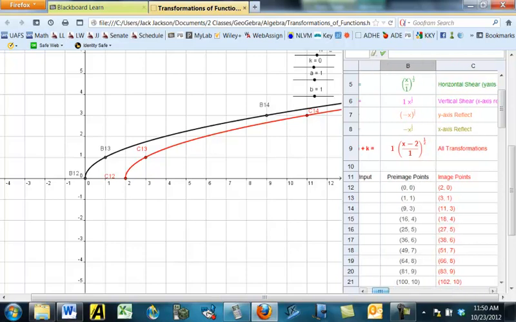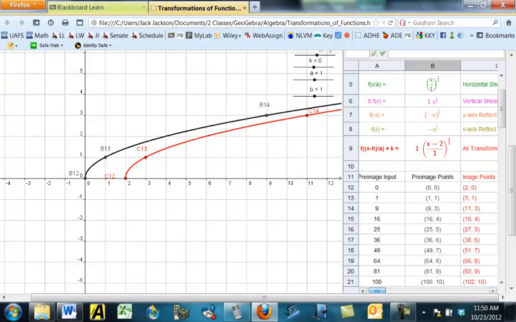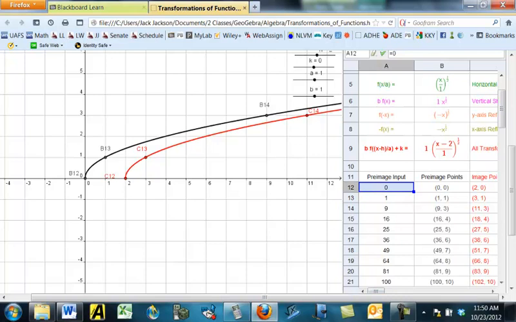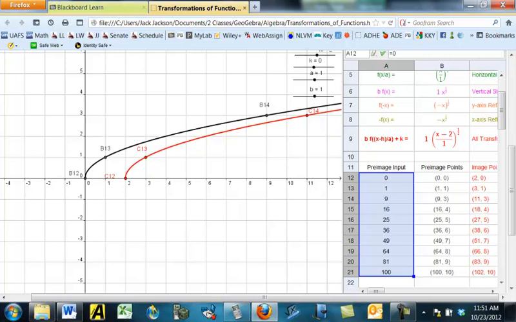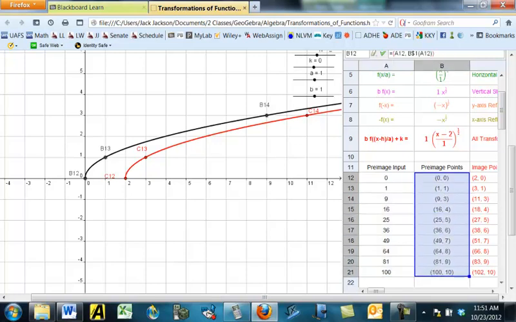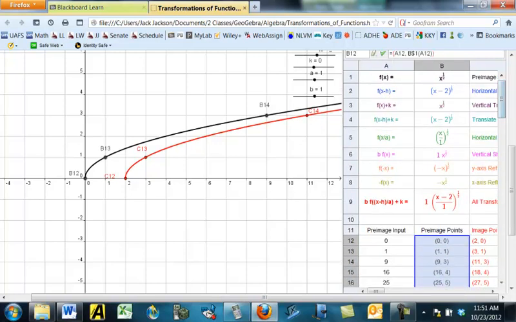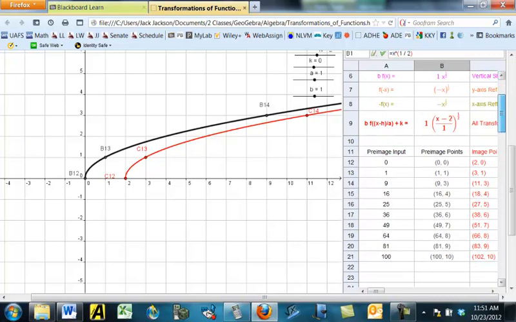Now I can go here on these pre-image and image points. I can type in whatever I want in these cells right here. I happen to pick some perfect squares so we get some nice integer values for the pre-image points. Whatever you type in these cells, then these points will have the same x's, and the y's will be determined by this formula up here. Okay, so those are pre-image points. They're on the original graph.